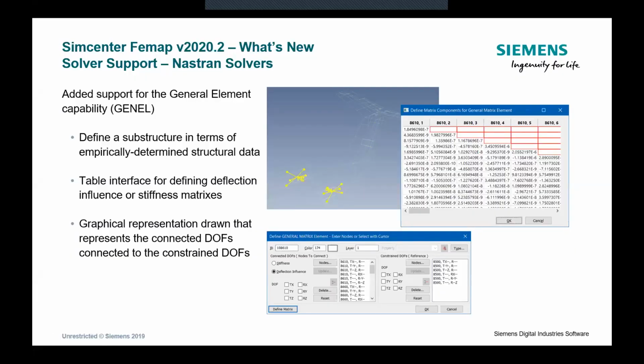Solver support, something people have been asking for a long time, is support for the Gen L, the Nastran general element. So we added support for that. Most of the time, these are being generated by a secondary process, which just creates the Gen L, and then you would typically include these with your larger assembly models. A lot of times you're simply just going to be reading these in, but it is nice to be able to visualize how they're connected. And if you wanted to look at the matrix components for that matrix element, we import all those values. You can take a look at them. If you wanted to define them or change them for some reason, you can certainly do that from within Femap as well.